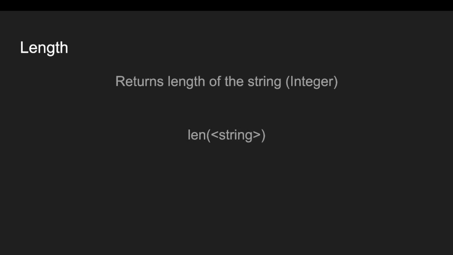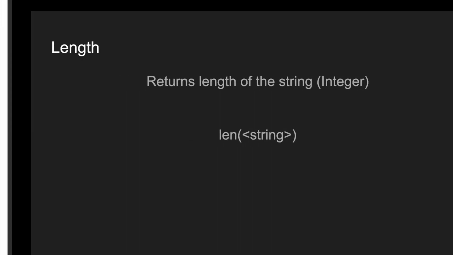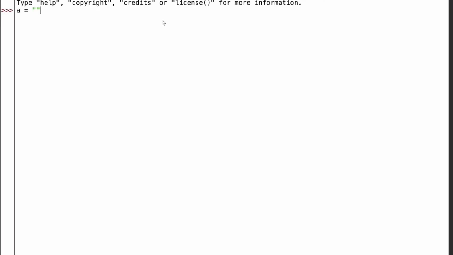How to find the length of a string? We put the string inside the len function. It returns an integer value. Let us see this. Let us assign a to apple. Now, let us print the length of a using the len function. Since a is assigned to apple and a is a string, apple is of 5 characters and len of a is returning 5.